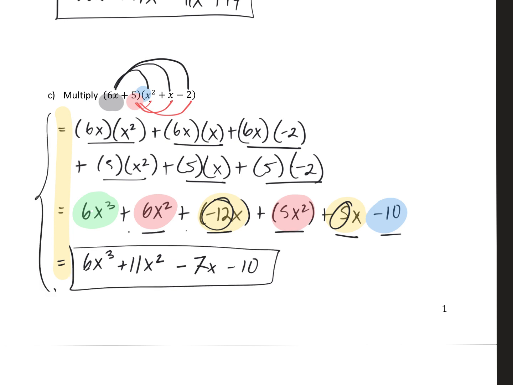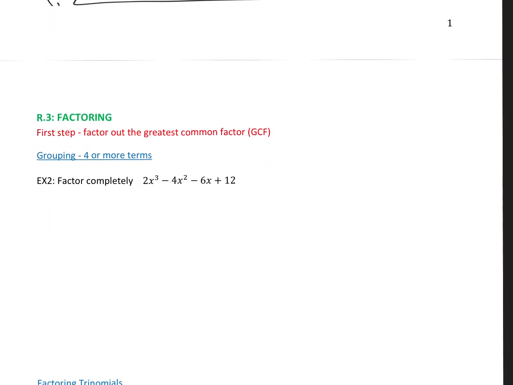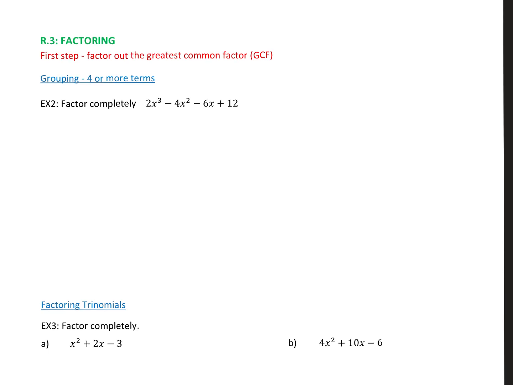Again, notice my equal signs lined up here and then boxing my answers. That is the way I would expect work to be shown. Again, if you have any questions on how to show your work, just send me an email and I'll be happy to answer that. Okay, so that was R.2.